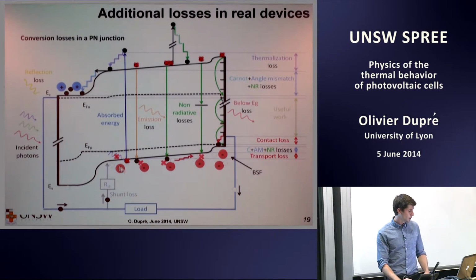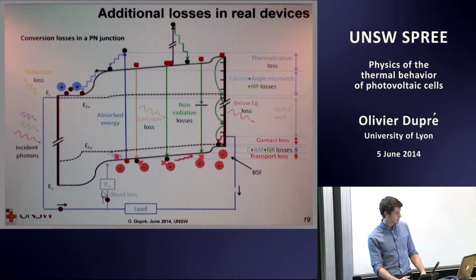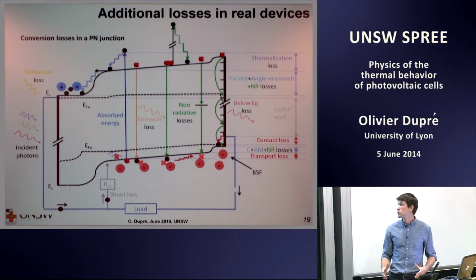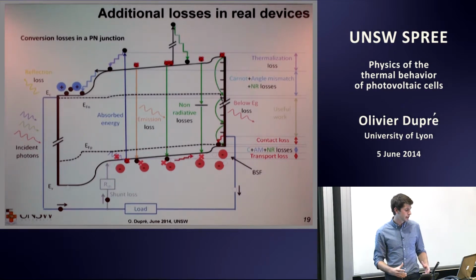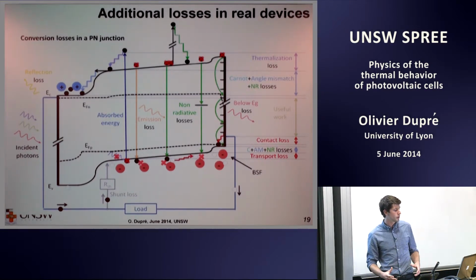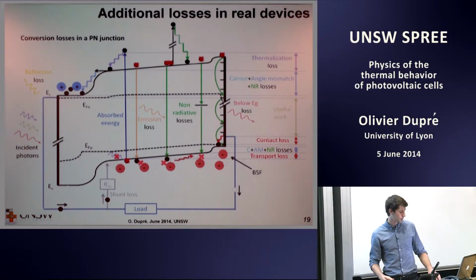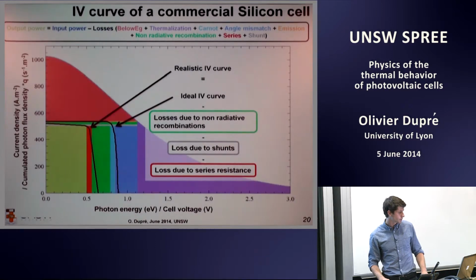And with this depiction, we show here a last additional loss, which is a shunt loss. It's when an electron is lost because it goes back from the conduction band to the valence band, but it doesn't go through the load. So all its energy is wasted to the conversion process.